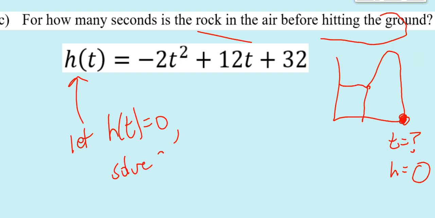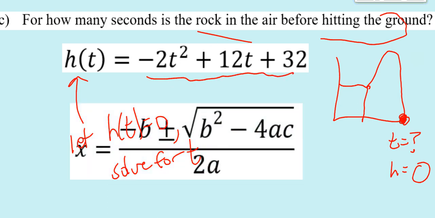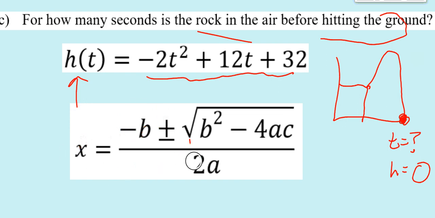So how are we going to do that? Well, once I let the height be 0, if I want to solve for t, I now have a couple options. One is I could use the quadratic formula. So let me just show you that a little better here. In standard form, anytime I want to solve for the independent variable, usually x, in this case t, I can let it equal 0 and use the quadratic equation. That'll give me two answers which represent the x-intercepts, or in this case the t-intercepts.